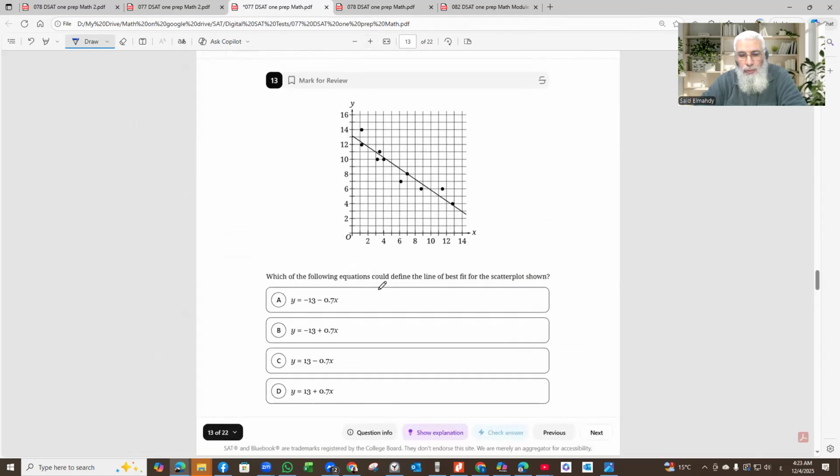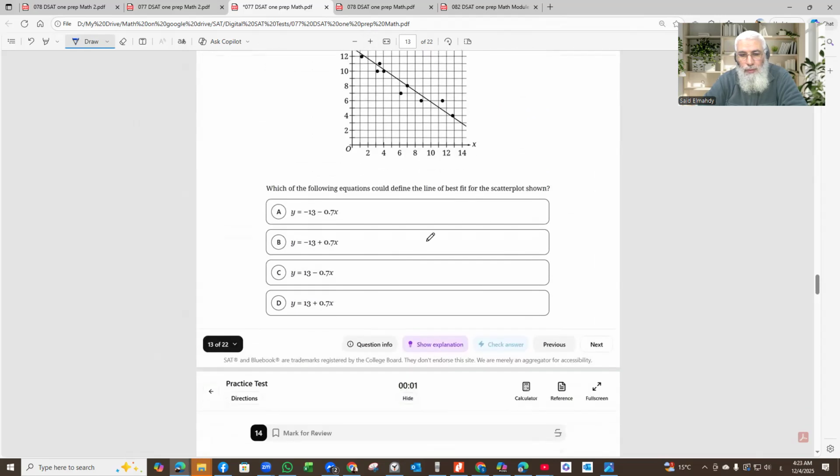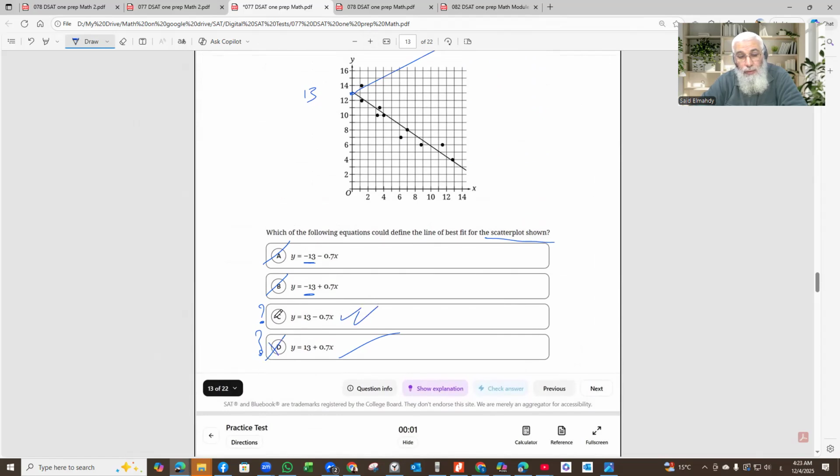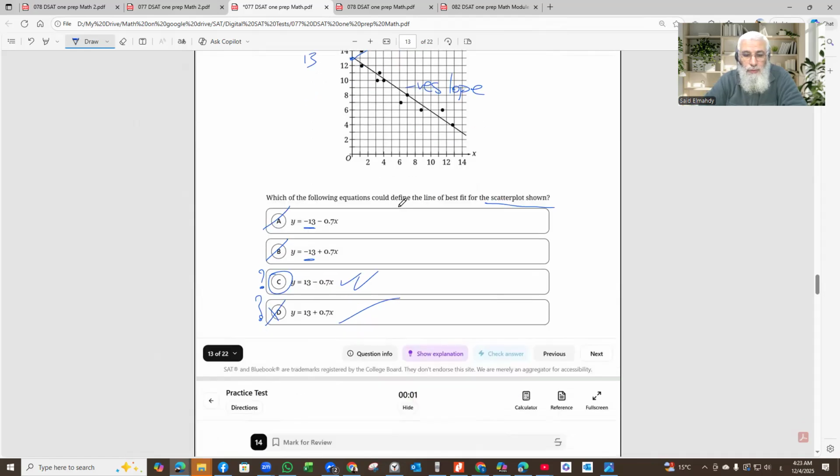Which of the following equations could define the line of best fit for the scatter plot shown? So we start at 13. So negative 13 is not correct. 13 might be correct. This 0.7 slope is a positive slope, the line is going up. This is not correct. So the slope is negative because the line is going down. Negative slope, negative 0.7. So this is the answer.